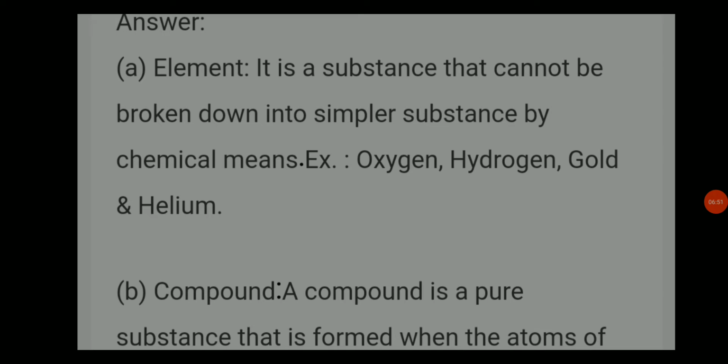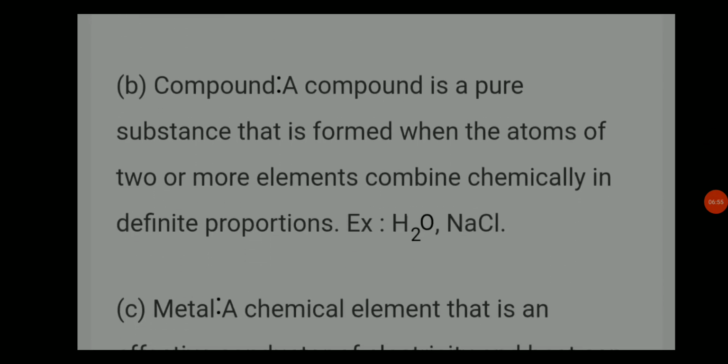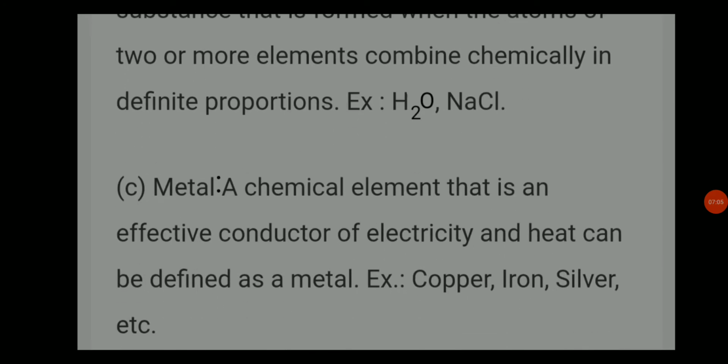Example, oxygen, hydrogen, gold and helium. Compound. A compound is a pure substance that is formed when atoms of two or more elements combine chemically in definite proportion. Example, H2O, NaCl. Metal. A chemical element that is an effective conductor of electricity and heat can be defined as a metal. Example, copper, iron, silver, etc.